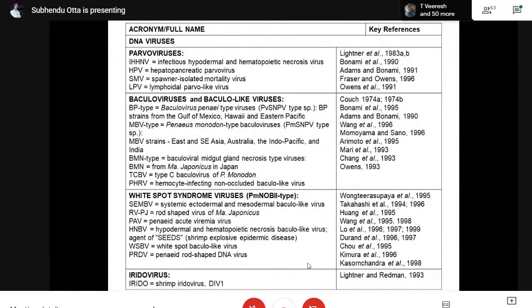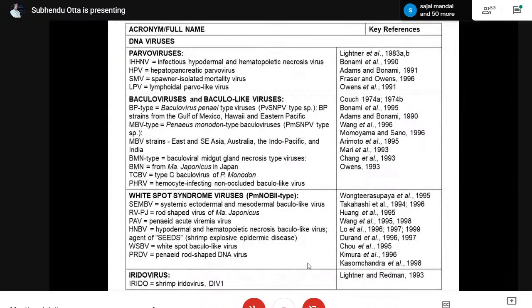The second group is baculovirus. Earlier, MBV or monodon baculovirus was very important in the case of Penaeus monodon because it reduced growth and brought severe economic loss. But nowadays, in vannamei, it is not that important. Other viruses include baculovirus penaei, baculoviral midgut gland necrosis, TCBV, and PHRV. So many viruses have been reported at different times which come under baculovirus.